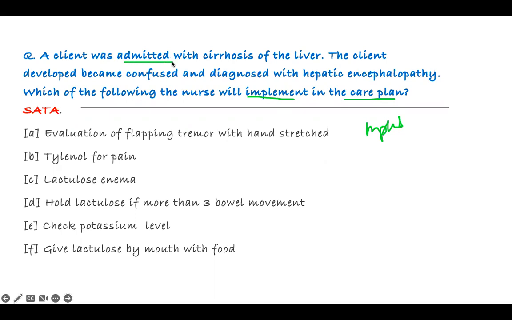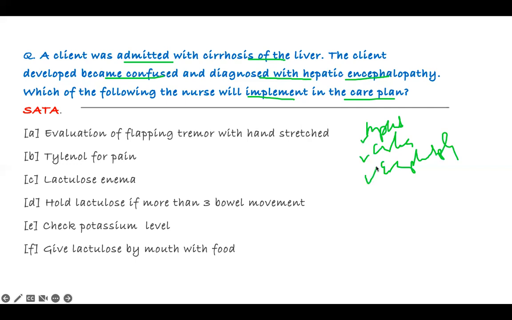The client was admitted to the hospital with cirrhosis. The client became confused and was diagnosed with hepatic encephalopathy. Which of the following will the nurse implement? So we know the situation. We know we have to implement something, that's being asked. We know the case: the patient is in the hospital with cirrhosis, and now has encephalopathy. What are my buzzwords? I have cirrhosis of the liver. He became confused and then was diagnosed with encephalopathy. That's all. So I'm going to implement something on the patient who has cirrhosis and has developed encephalopathy.